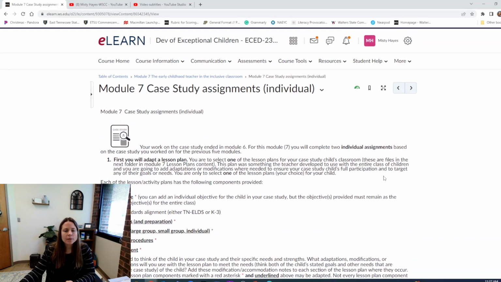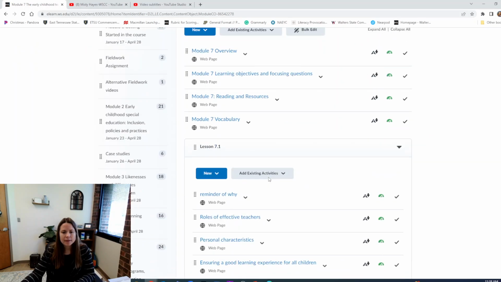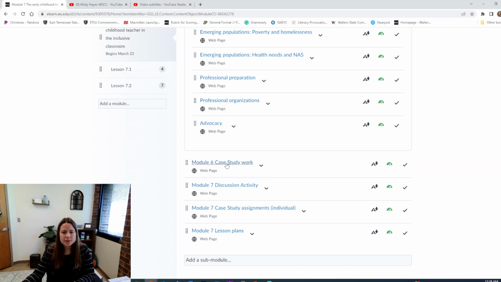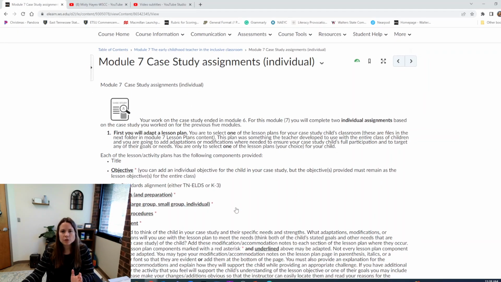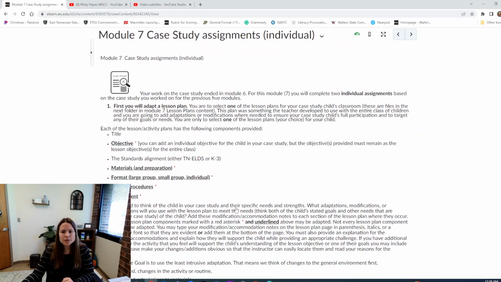Okay, the 2 assignments that you're going to have to do are the behavior and adaptive lesson plan. Once again, you're going to use the same child that you've used the entire time. If you are in Module 7, you scroll all the way to the bottom, and you're going to see Module 6 case study work. You will need that in just a minute. I just wanted to point out where it was. Let's go back to Module 7 case study assignments. These are your individual child that you picked and that you've worked with the entire time. So you're going to complete 2 assignments once again on that same case study child.